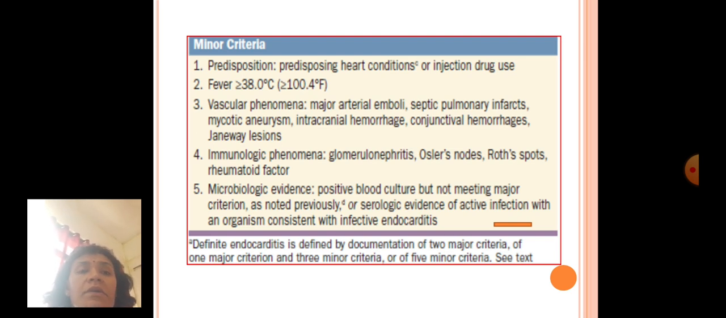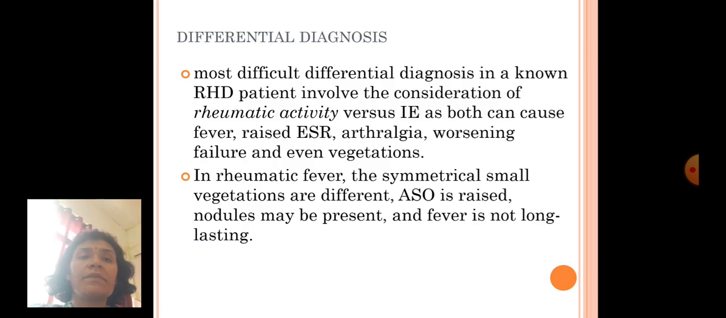Microbiologic evidence: a positive blood culture that does not meet the major criteria as we have discussed earlier, or serologic evidence of active infection with an organism consistent with infective endocarditis. So definite endocarditis is defined by documentation of two major criteria, or one major criterion and three minor criteria, or if five minor criteria are present, then we diagnose the patient as having infective endocarditis.